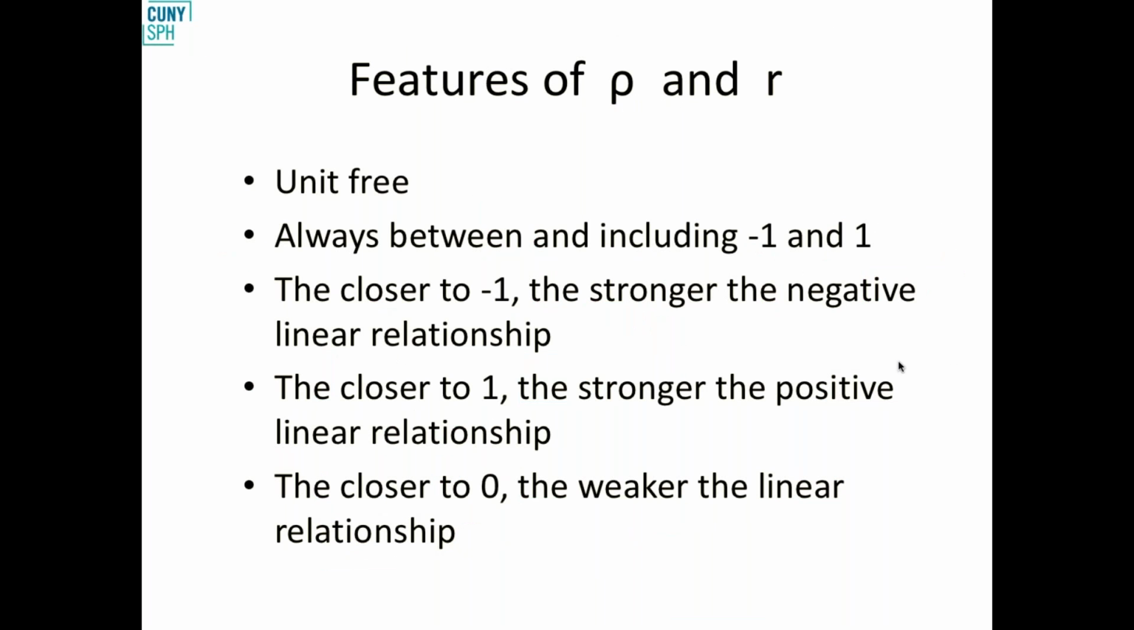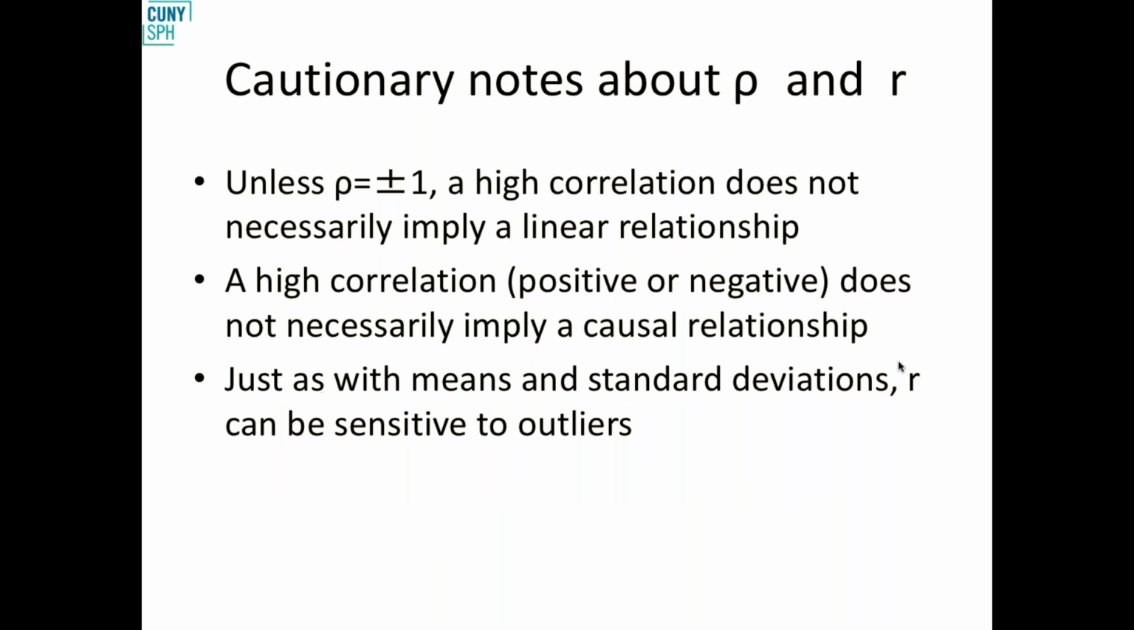Okay, now a couple of properties. It's a unitless number. It doesn't have any units to it. It's just simply a number, always between -1 and +1. Closer to -1 means a stronger negative linear relationship, closer to 1 means stronger positive, and the closer to 0, the weaker the linear relationship. Okay. So unless rho, the population correlation, is ±1, a high correlation doesn't necessarily imply a linear relationship. In other words, it could be a non-linear relationship also.